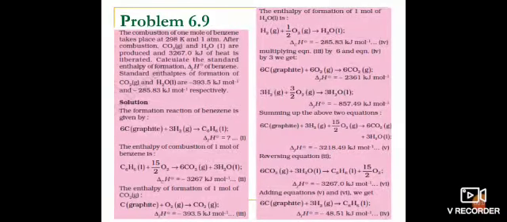Now let's take one problem. This is problem 6.9 from NCERT. The combustion of 1 mole of benzene takes place at 298 Kelvin and 1 atmosphere. After combustion, carbon dioxide gas and liquid water are produced, and 3267.0 kilojoules of heat is liberated.